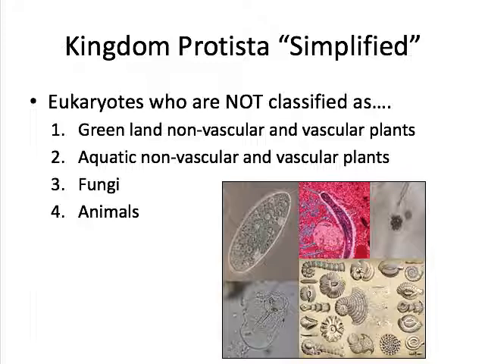So to simplify Kingdom Protista as a definition, we can say what it's not. Kingdom Protista includes eukaryotes that are not classified as green, land, non-vascular and vascular plants, aquatic non-vascular and vascular plants, the fungus, and the animals.